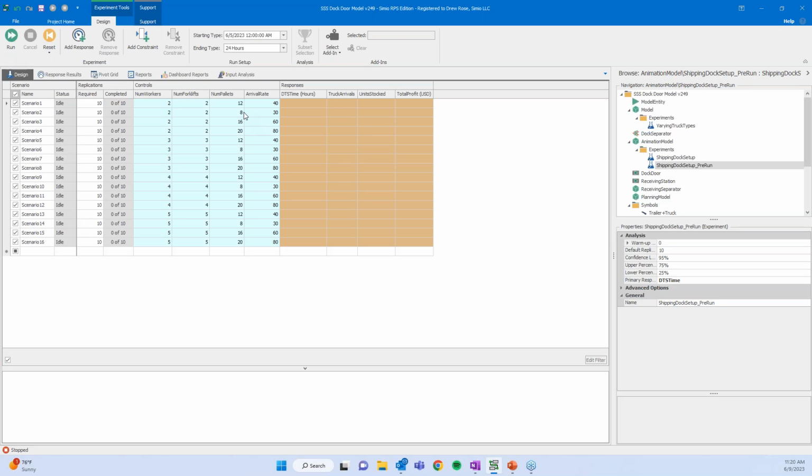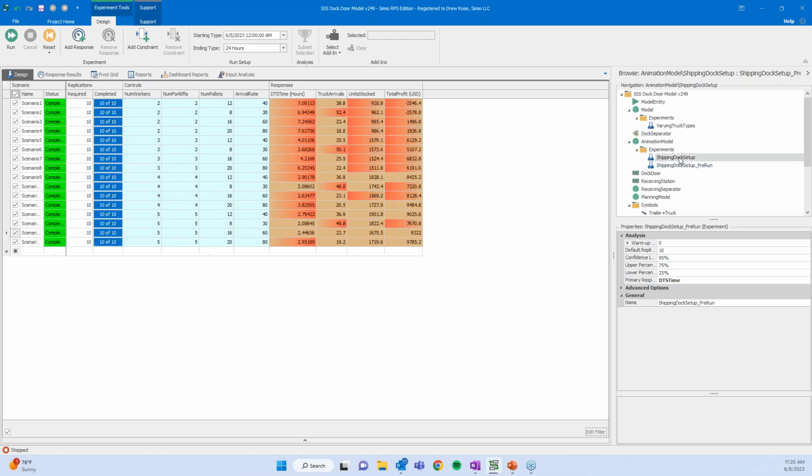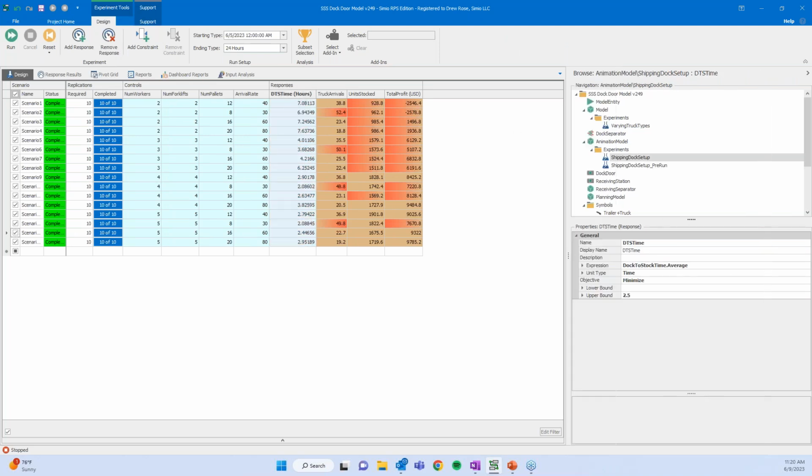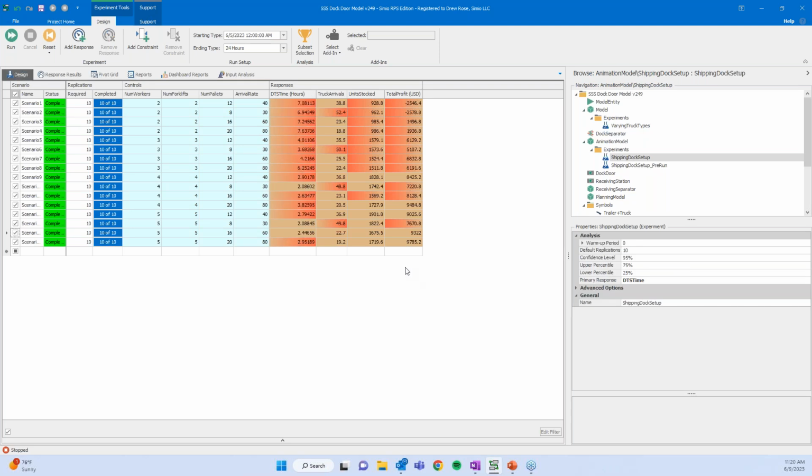And for time's sake, I actually ran this experiment to completion. When we have these responses, we see that we have a maximum of 2.5 hours for our dock to stock time. So any solution that had an average time above 2.5 hours is out of scope for what our leaders have presented to us. Also, based on some cost analysis, we deemed that more than 40 trucks is going to be too costly for the business. So any solution with more than 40 truck arrivals is detrimental.